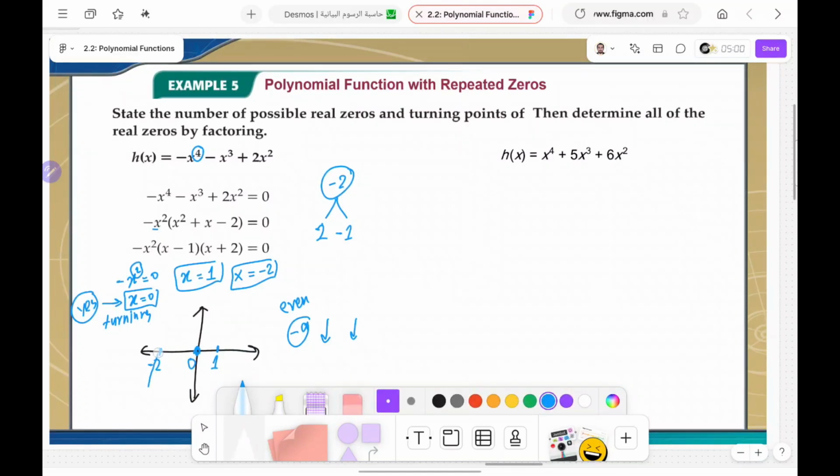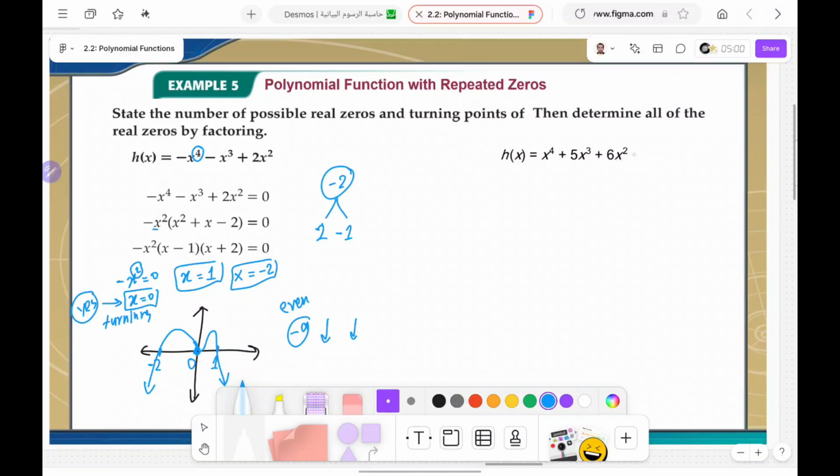So it starts down, goes to the point, then we go to the 0. Should I go through the 0? No. Why? Because 0 is multiplicity. So this 0 would be my turning point. So then I go like this. So this one is the graph. I hope you understand. Now try with this one.